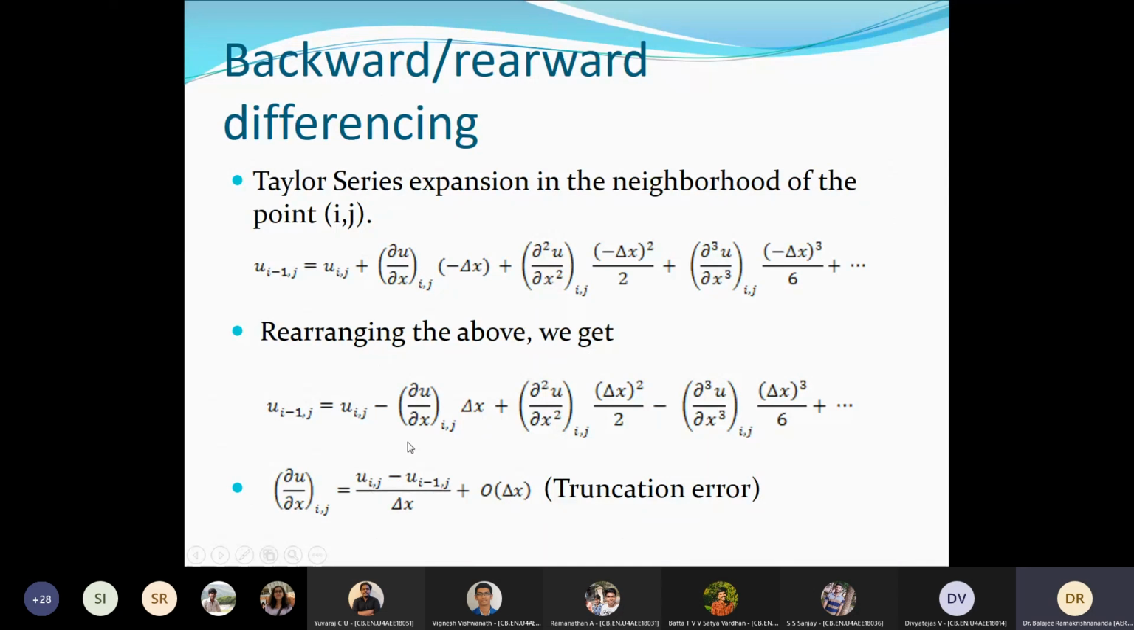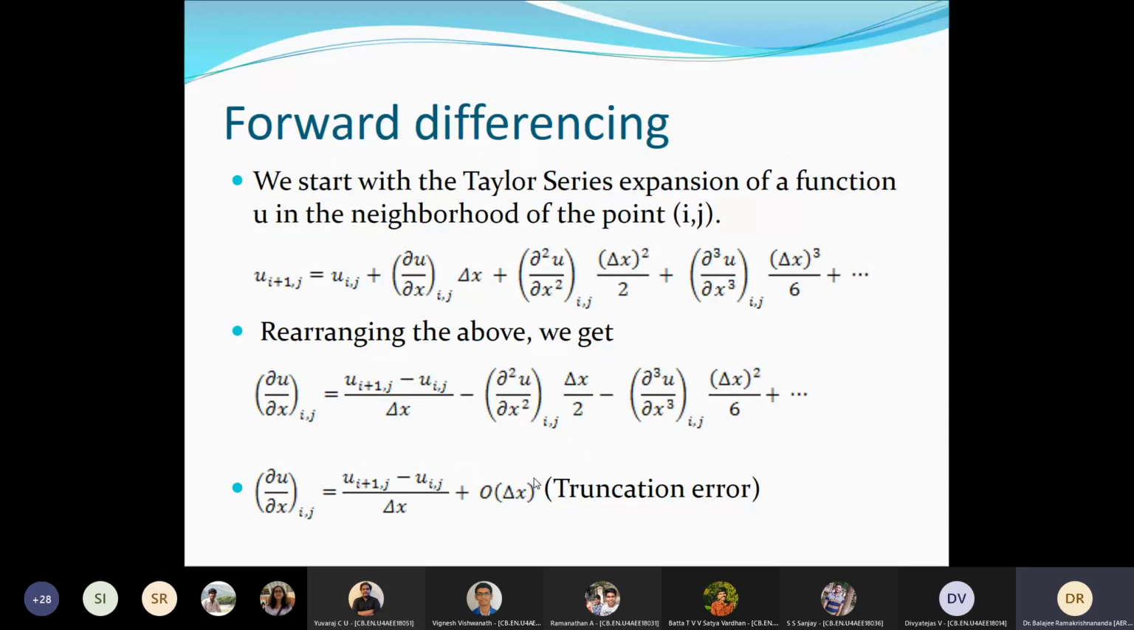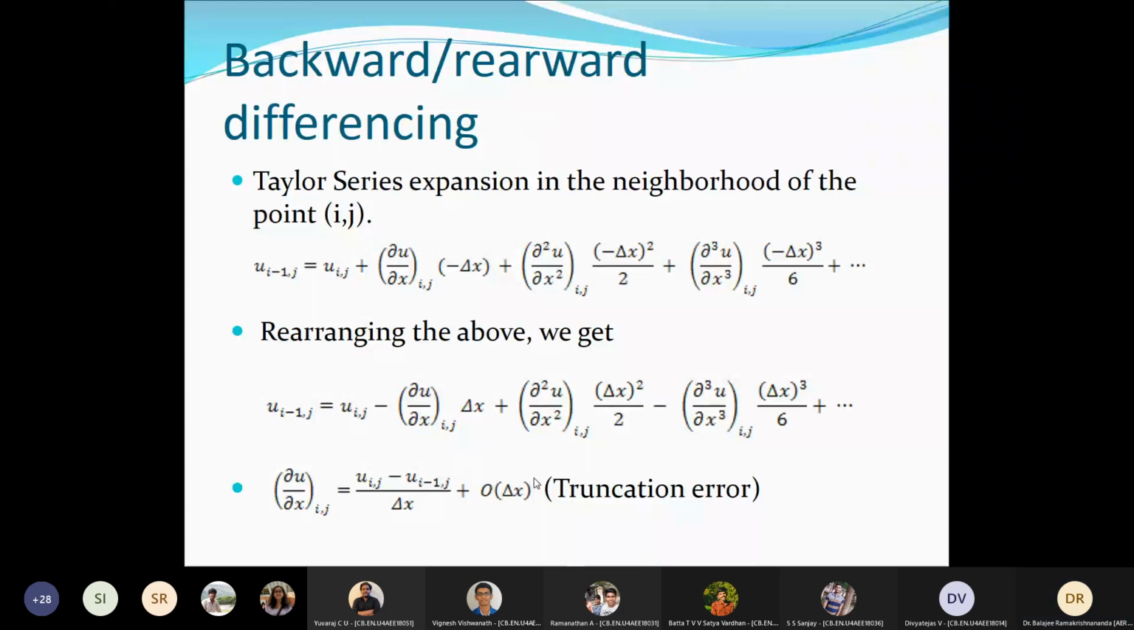∂u/∂x is u at i, j minus u at i-1, j by delta x, plus truncation error, whose order is the same, first order. Now you look at this expression and compare it with the expression for forward differencing. They will be very similar. Truncation error order is the same for both, first order.